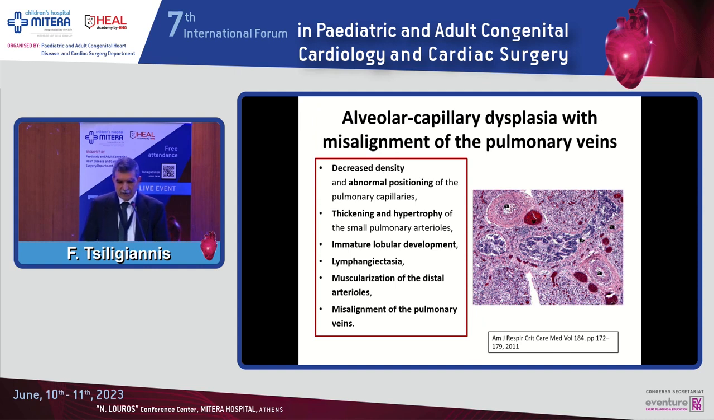Alveolar capillary dysplasia with misalignment of the pulmonary veins is a rare entity, characterized by decreased density and abnormal positioning of the pulmonary capillaries, thickening and hypertrophy of the small pulmonary arterioles, immature lobular development, lymphangiectasis, muscularization of distal arterioles, and misalignment of the pulmonary veins. You can see in this picture an artery, a vein, and a bronchiole running in parallel, as it was not supposed to happen.